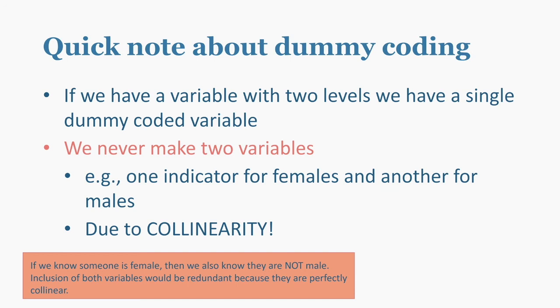Well, it's because if you know someone is female, then by extension, we also know that they are not male. And to include both variables in our regression equation would be redundant because someone being female perfectly correlates with them not being male. So if you included both of these variables in a regression equation, they would be perfectly collinear, and again, that would lead to a singularity.